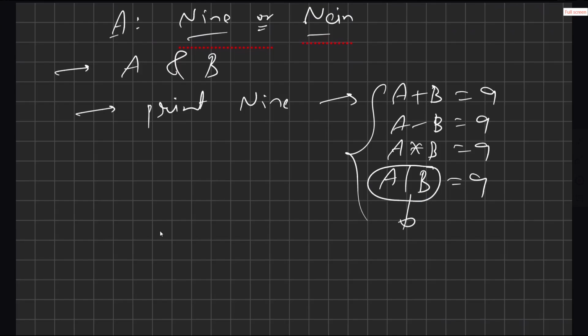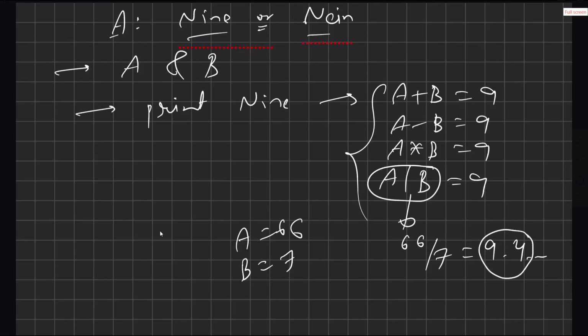In case of division, let's say you have a as 66 and b as 7. So 66 by 7, if you do, this will be 9.4 point something. So it is not perfectly divisible. So we have to check one more thing.